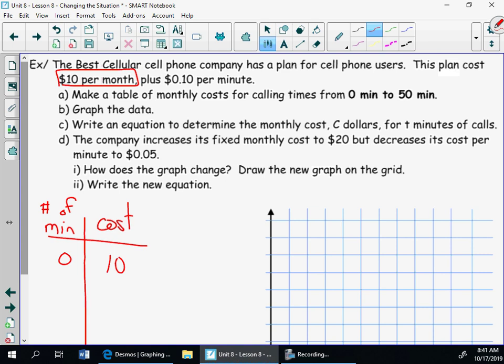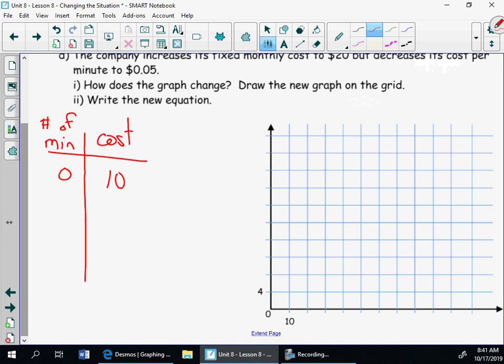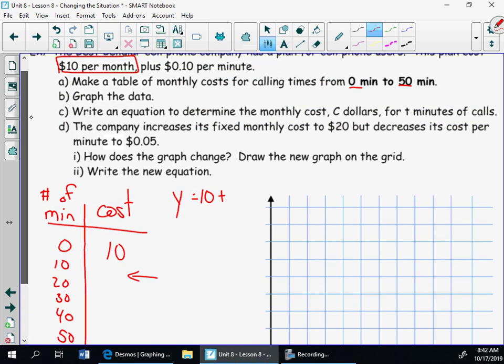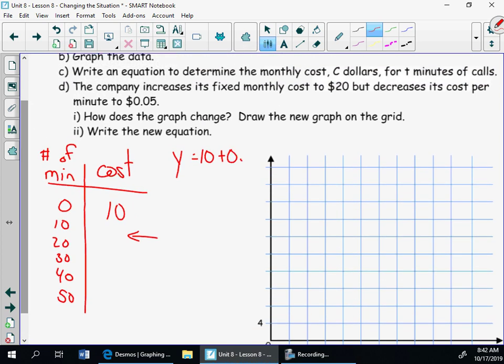Okay, they want to go from 0 minutes to 50 minutes. So the easiest thing to do would probably go by 10. It's 10, 20, 30, 40, 50. Okay, how do I figure out 10 minutes? Well, let's think about the equation, right? It's 10 plus 10 cents per minute. So 0.1 for every minute. If I want 10 minutes, I just put in a 10 for my number of minutes. So I'll get 10 plus 1, and that's 11.